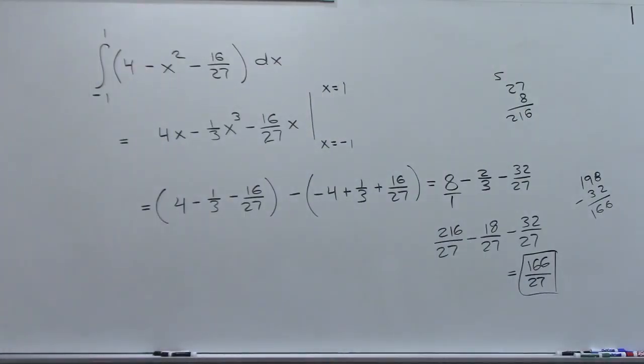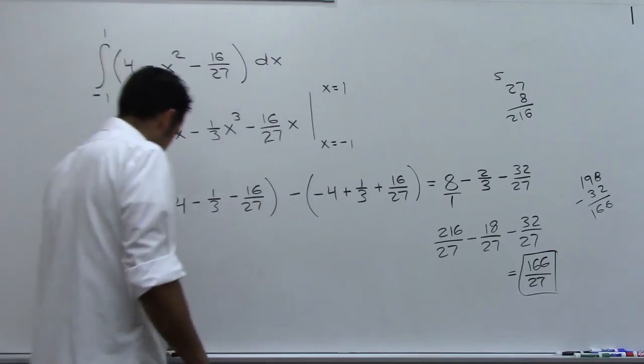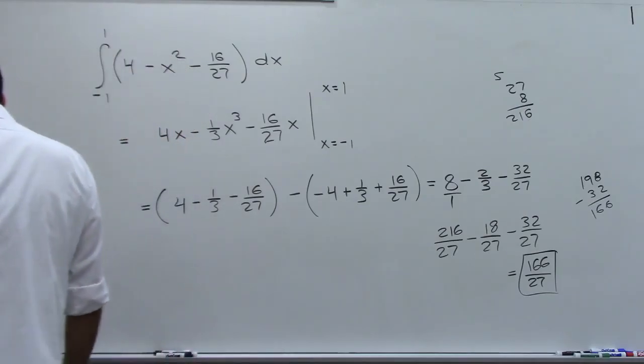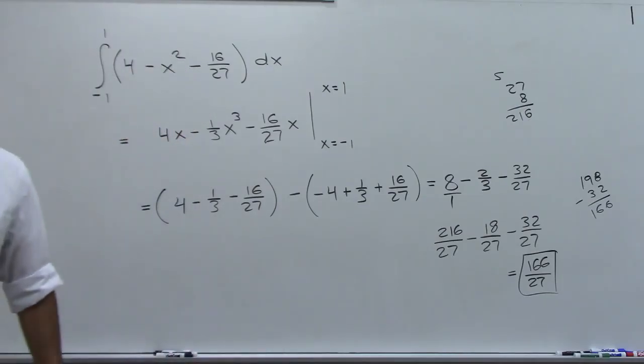I can't stand doing arithmetic. All right, which one was this? 31, 166 over 27. Good. All right, so that's it for the videos on this section.